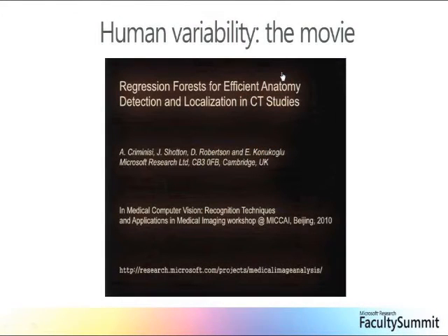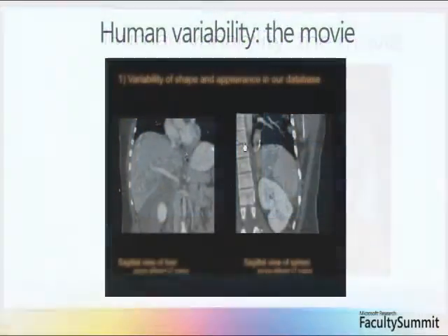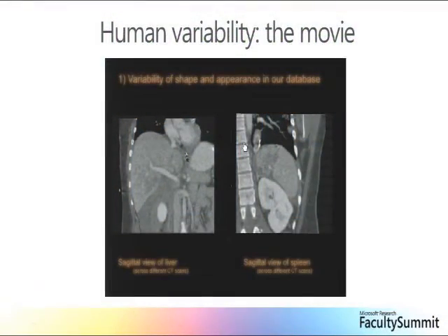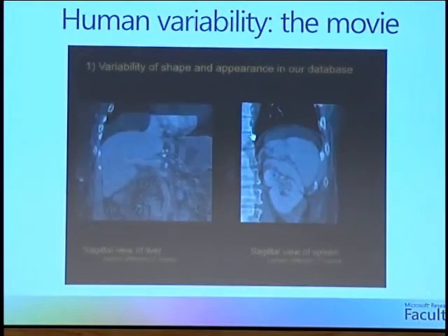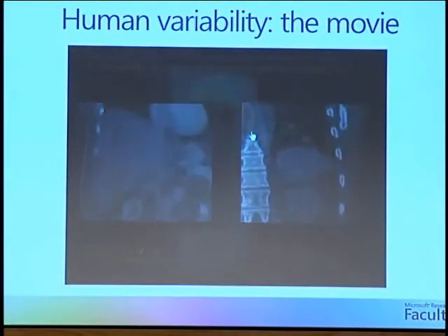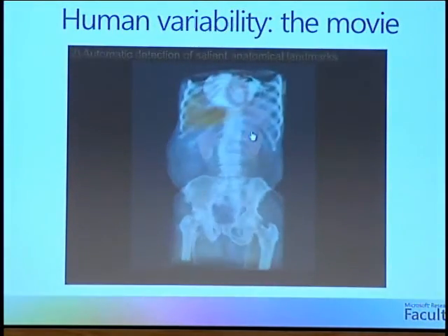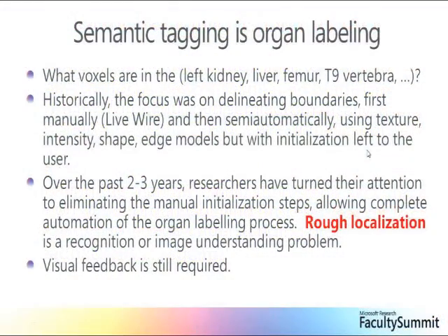Okay, now this is just a movie that'll give you a visual on human variability. So we're looking at the same thing, just a bunch of people, and this gives you some idea of the level of variability. And as you can see, it's very similar, sort of in 3D, to what we saw in 2D.